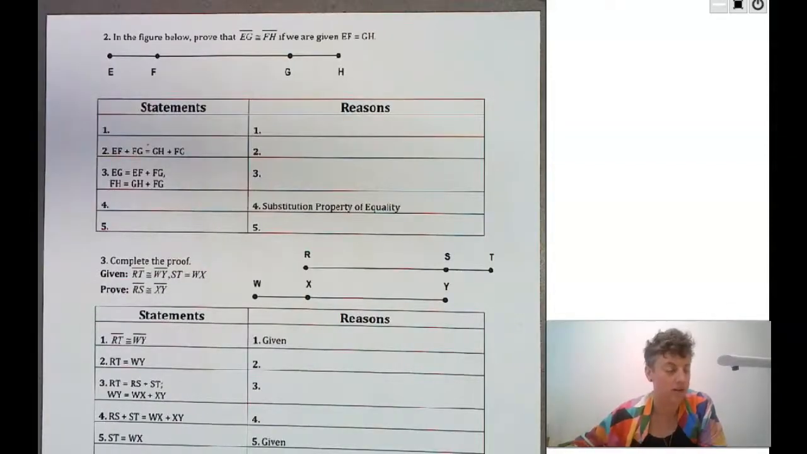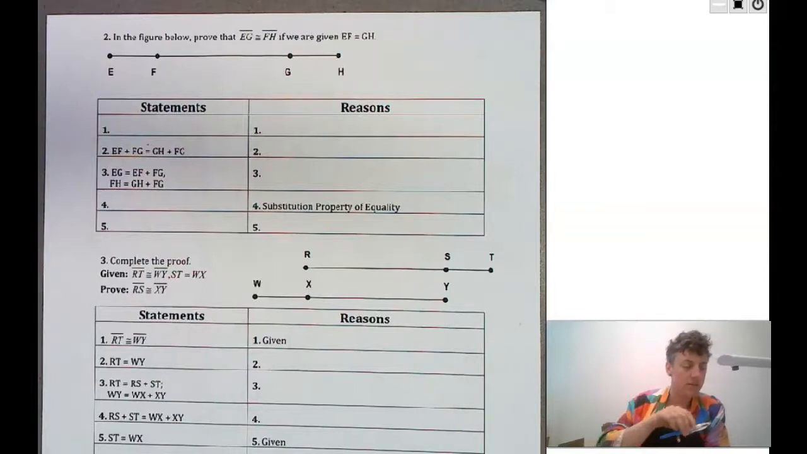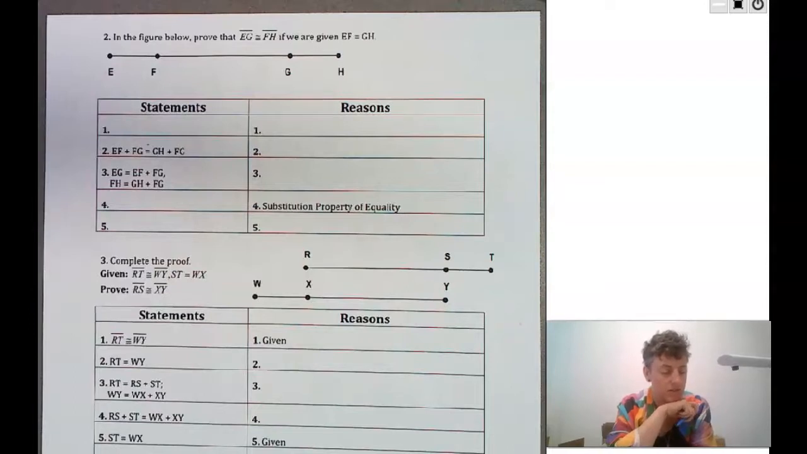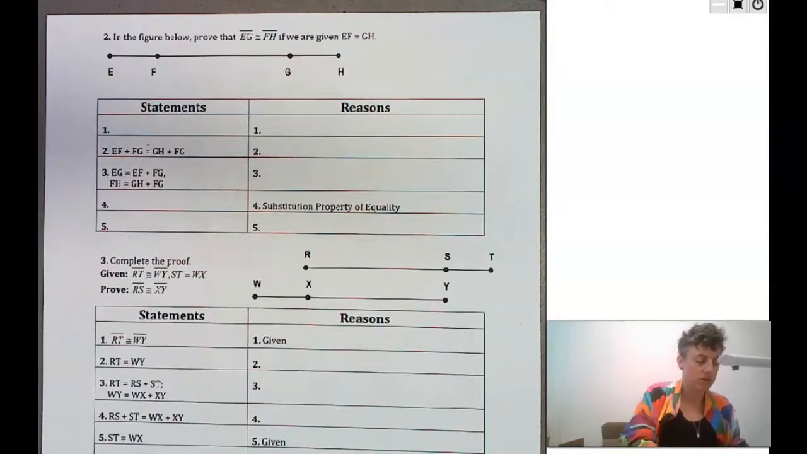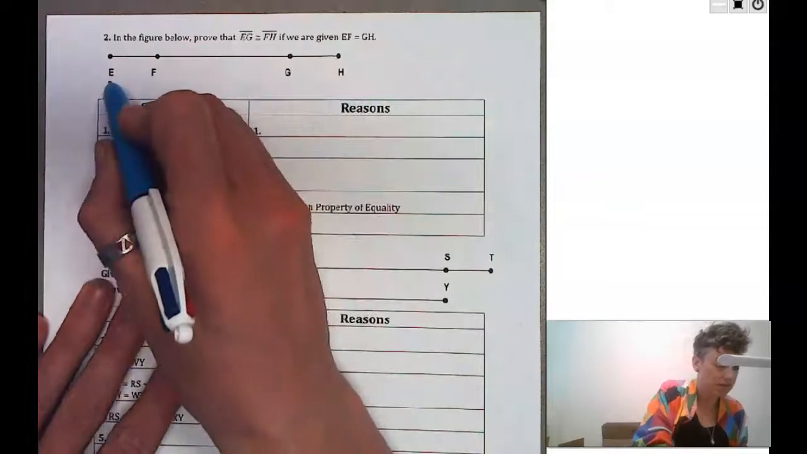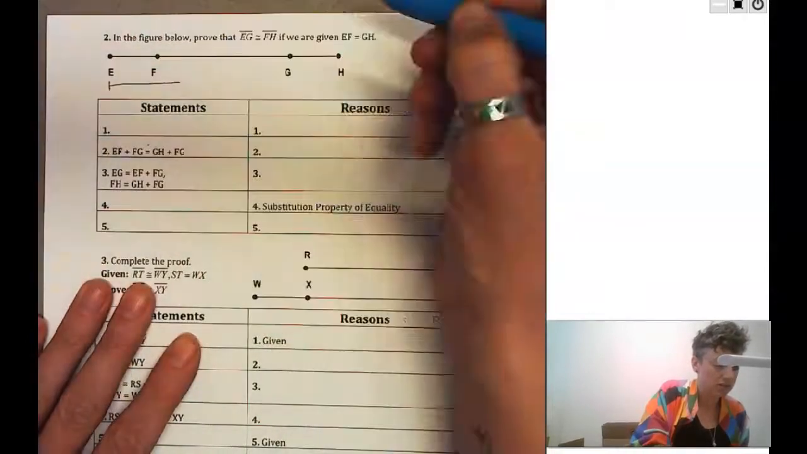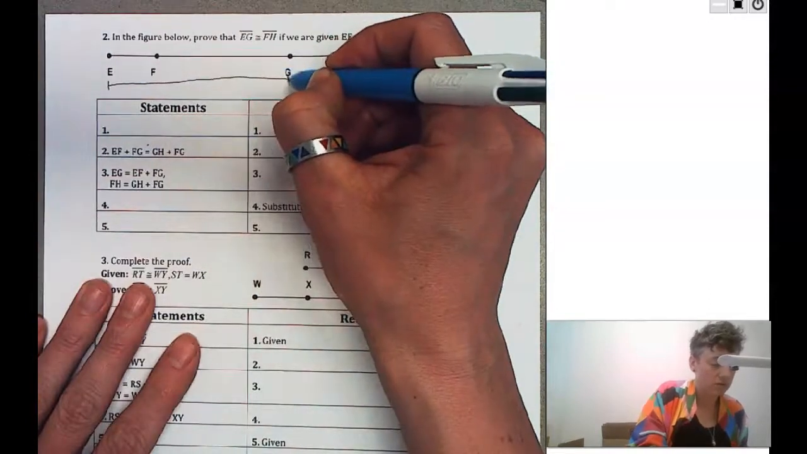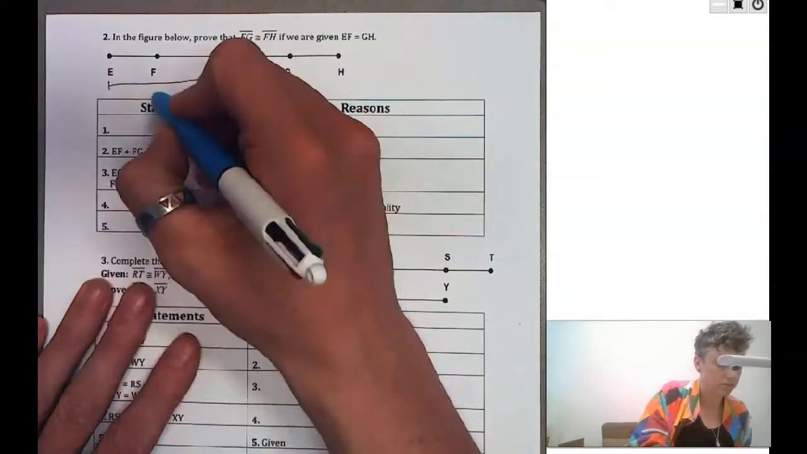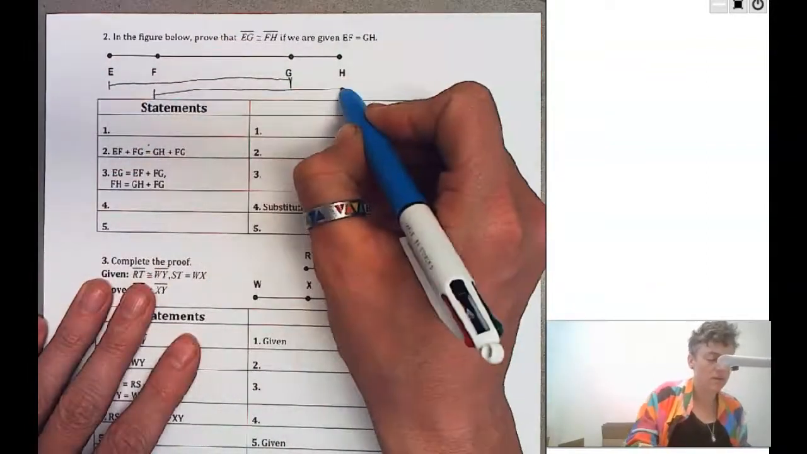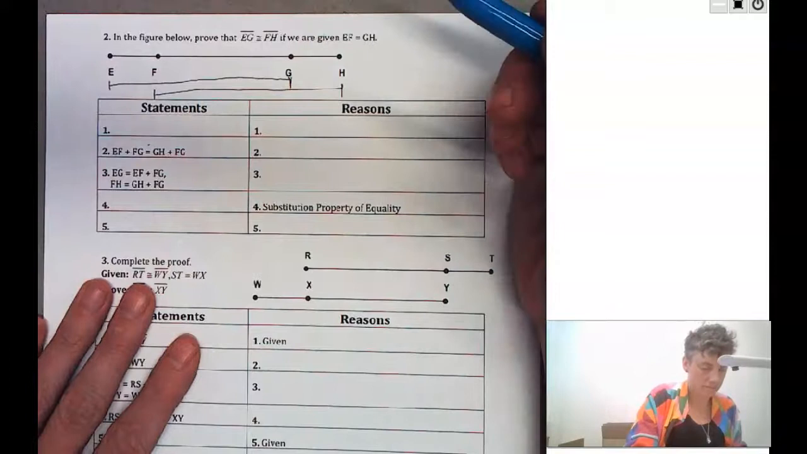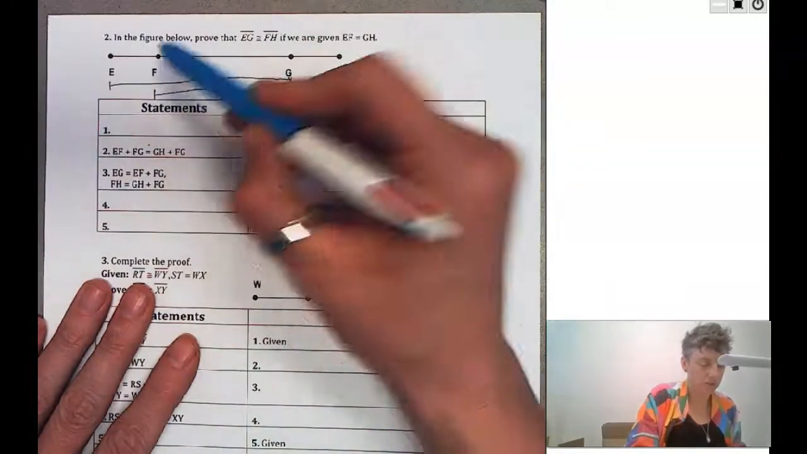Okay, let's look at example number 2. In the figure below, prove that segment EG is congruent to segment FH if we are given that EF is equal to GH. So we're trying to show that this segment EG is congruent to segment FH, given that we know these tail ends have the same measure.